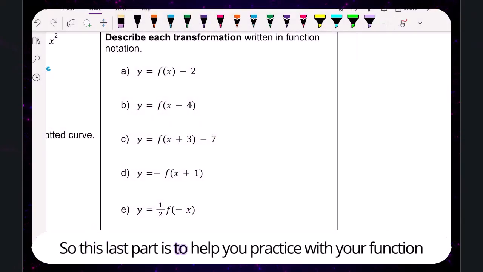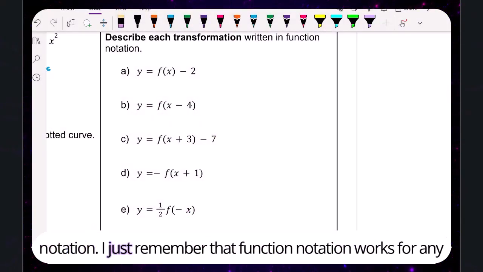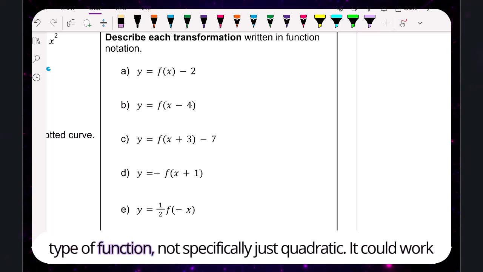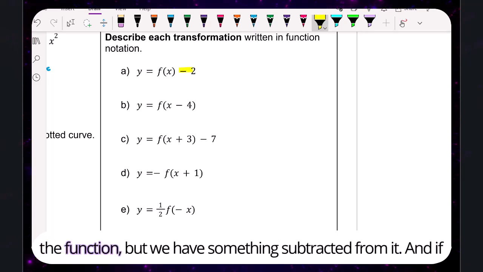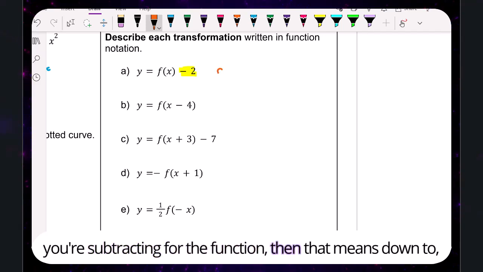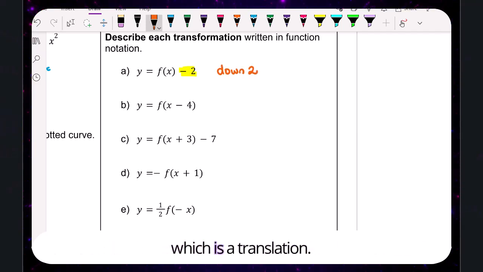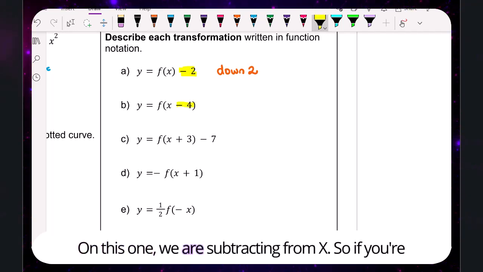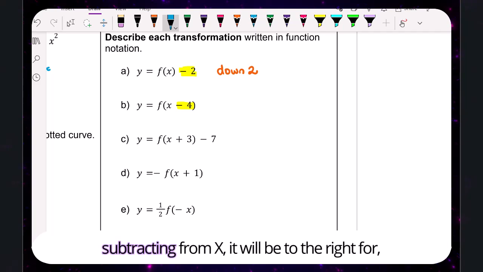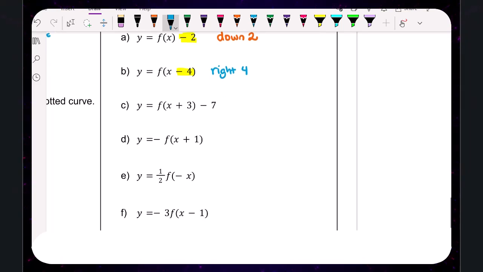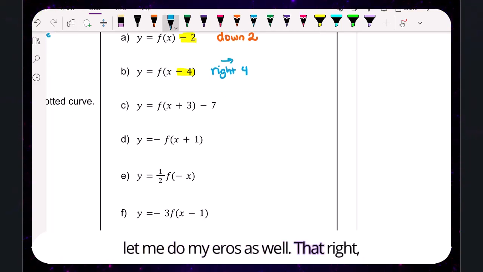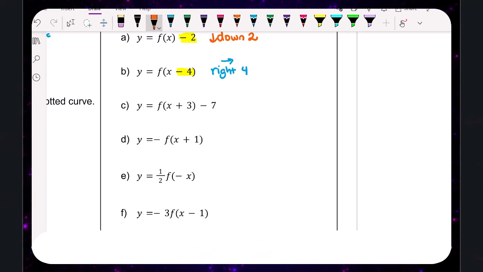So this last part is to help you practice with your function notation. Just remember that function notation works for any type of function, not specifically just quadratics. It could work for any family of function. So if you look at part A, we have the function, but we have something subtracted from it. And if you're subtracting from the function, then that means down 2, which is a translation. On this one, we are subtracting from x. So if you're subtracting from x, it will be to the right 4. Let me do my arrows as well. That's right. And this is down.